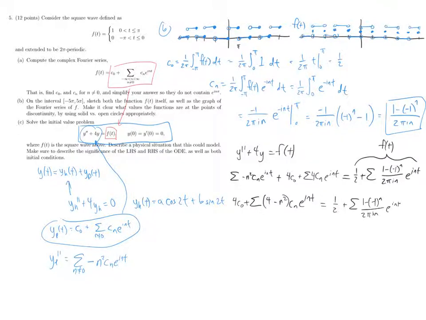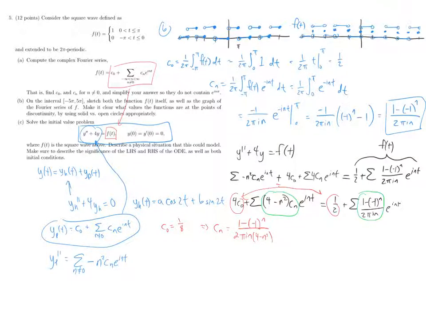So we have to equate coefficients. This 4 c naught has to be equal to 1/2. Those have to be the same. So we get that c naught equals 1/8. And we also get that the coefficient of e to the i n t on the left has to be equal to the coefficient of e to the i n t on the right. So in other words, cn equals 1 minus negative 1 to the n over 2 pi i n times 4 minus n squared.